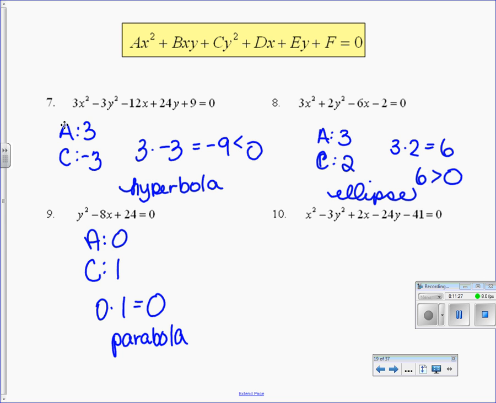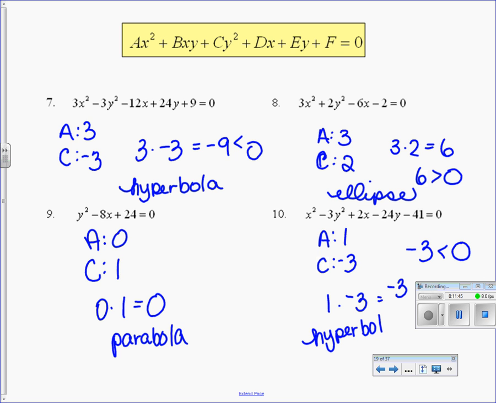And finally, for our last example, A is going to be 1. And then we're going to have C being negative 3. Again, they're not equal, so it's not a circle. So we're going to multiply them. We're going to get negative 3. And we know that negative 3 is less than 0. So this is a hyperbola.